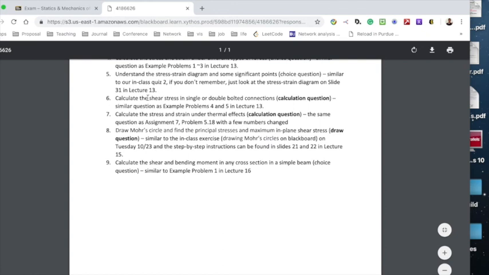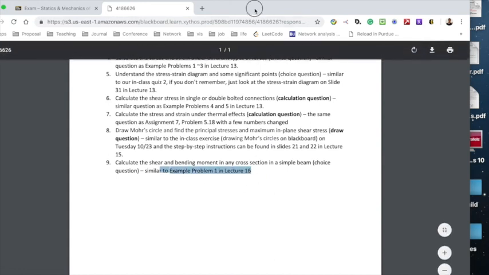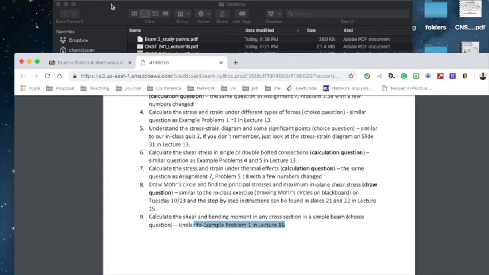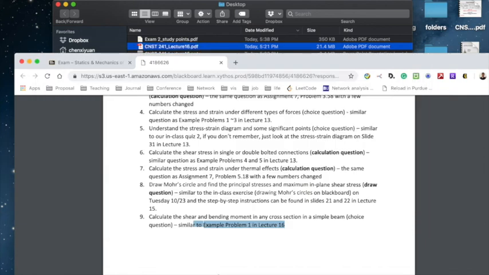Next one, calculate the shear stress. Oh, this is a calculation question. We already talked about the drawing question. And the last one, calculate the shear and bending moment in any cross section in a simple beam. This is the choice question similar to example problem 1 in lecture 16. So that's what we already talked about in today's lecture. So make sure you understand how to calculate the curvature.